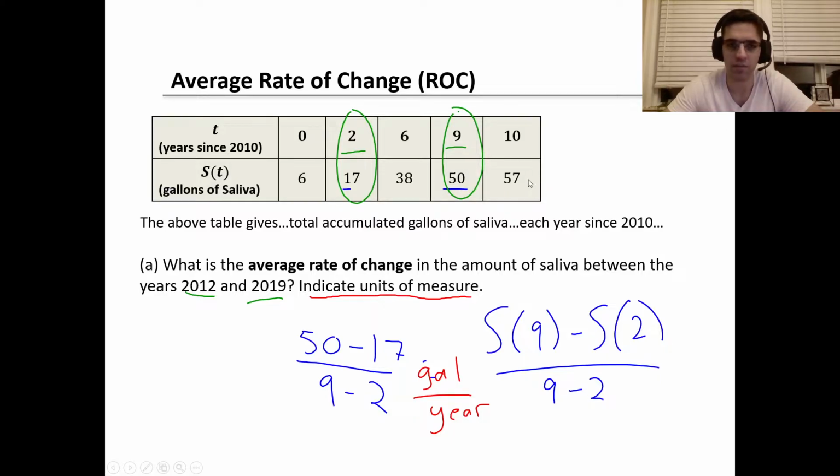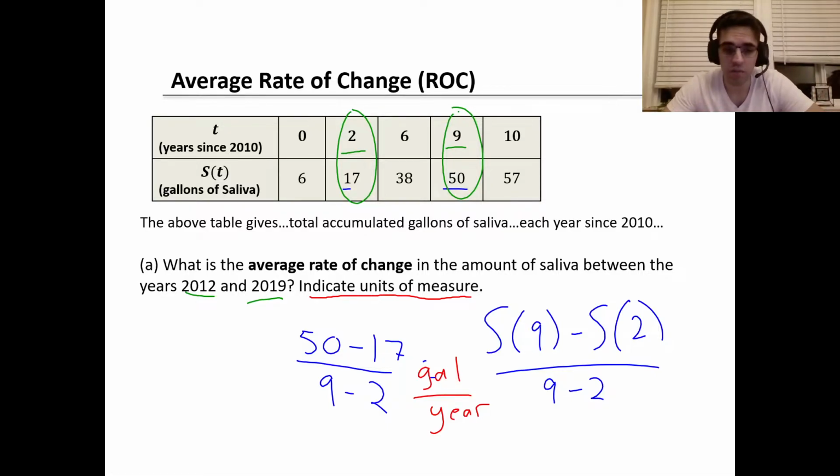Anyways, the question asks for the average rate of change in the amount of saliva between 2012 and 2019. 2012 would be t equals 2, and 2019 would be t equals 9. So our interval is from 2 to 9. Our outputs: s of 2 is 17, and s of 9 is 50. So we can write s of 9 minus s of 2 over 9 minus 2, which would be 50 minus 17 over 9 minus 2. And it would be in units of gallons per year.